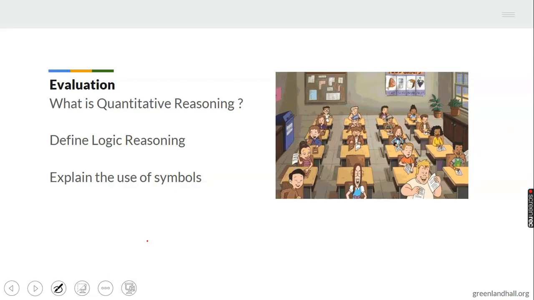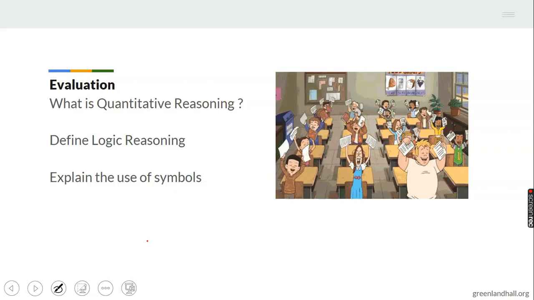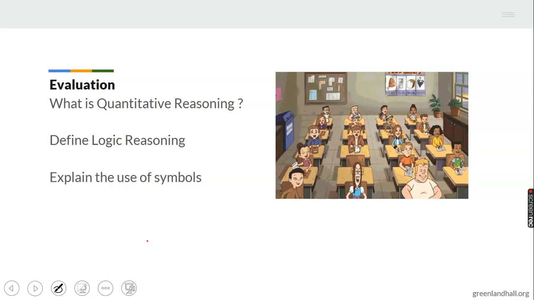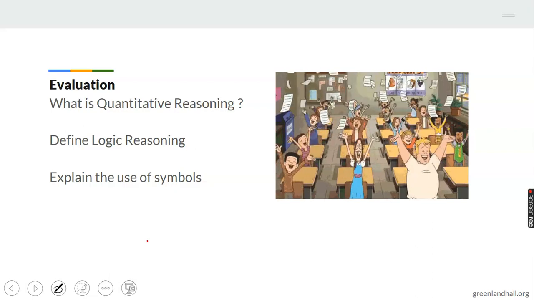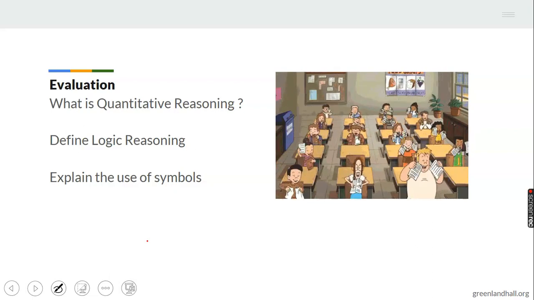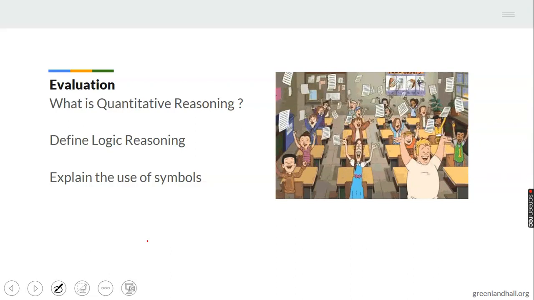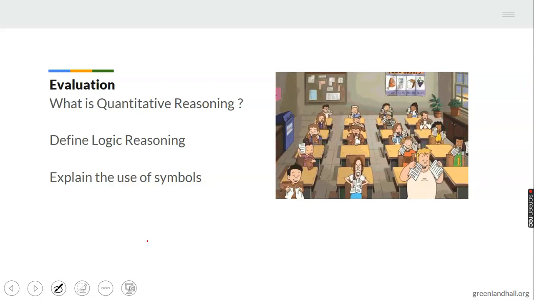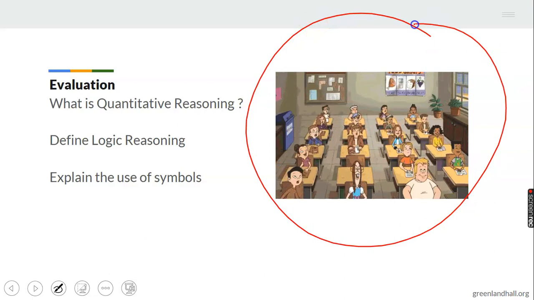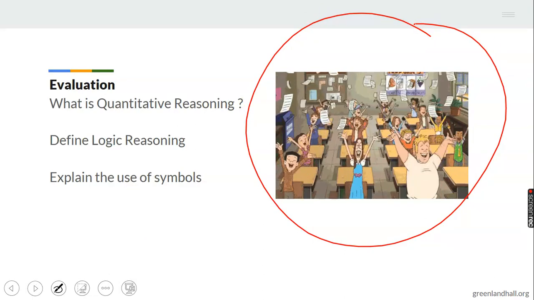All right, so a quick one before we wrap up for the day. Remember, your follow-up quiz is going to come up in no time. Can you tell us what quantitative reasoning is? Okay, that's a good one. Who can define unto me what logic reasoning is in maths? All right. Can you explain the use of symbols? How do we use symbols? Does a symbol have a constant meaning? Is the meaning static? Are you going to be happy at the end of the day when you see your class work and say, wow, I've done wonderfully well?